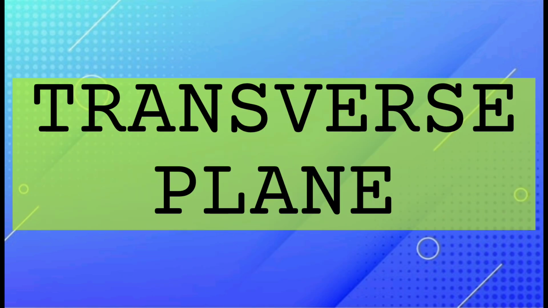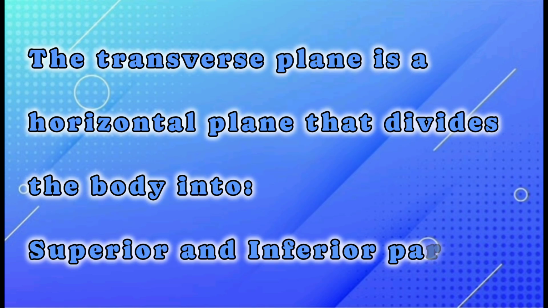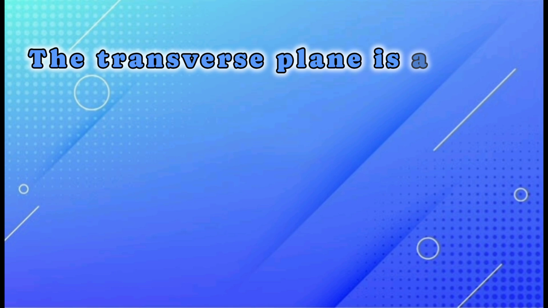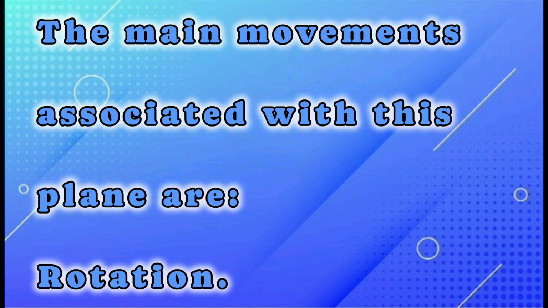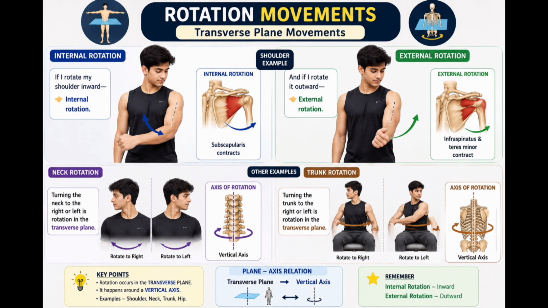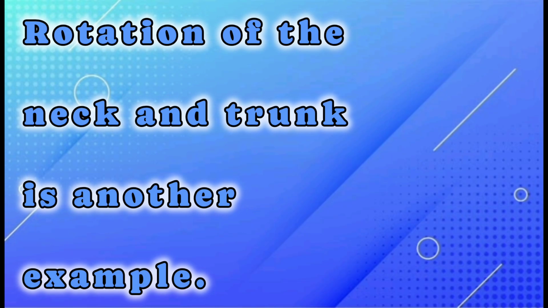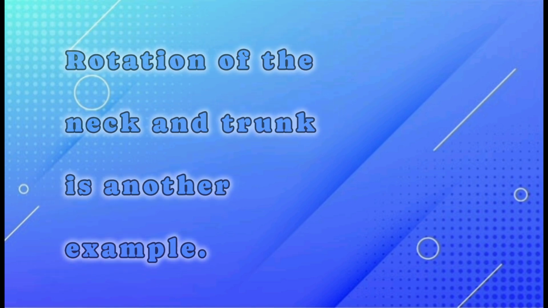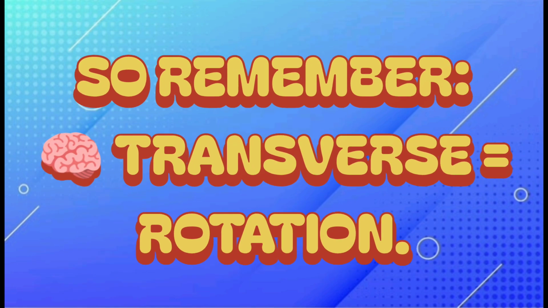Now let's talk about the transverse plane. The transverse plane is a horizontal plane that divides the body into superior and inferior parts. The main movement associated with this plane is rotation. For example, if I rotate my shoulder inwards, that is internal rotation, and if I rotate it outward, that is external rotation. Rotation of the neck and the trunk is another example. So remember, transverse equals rotation.